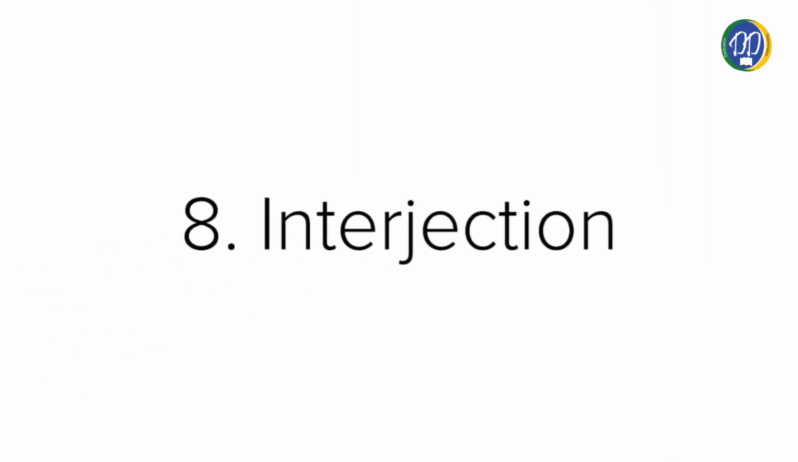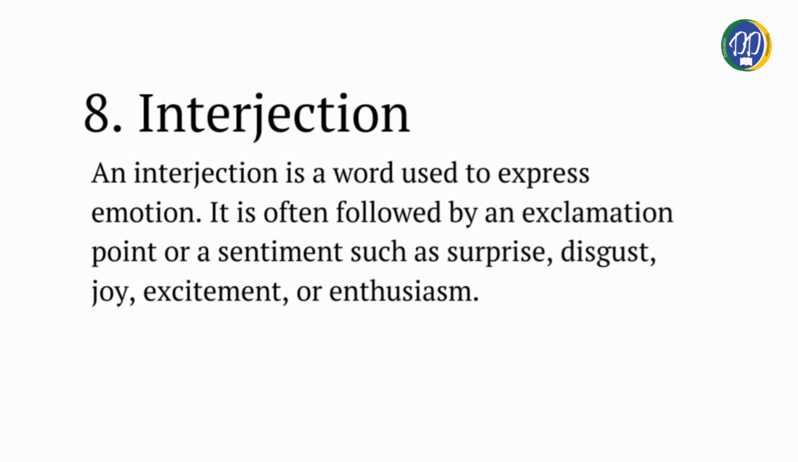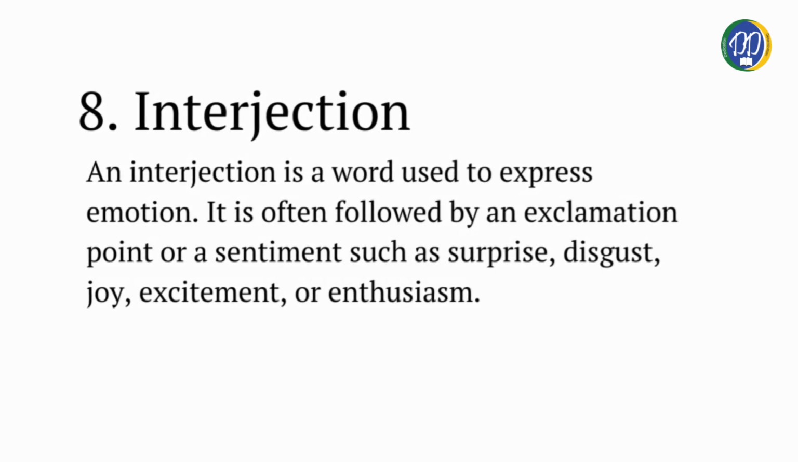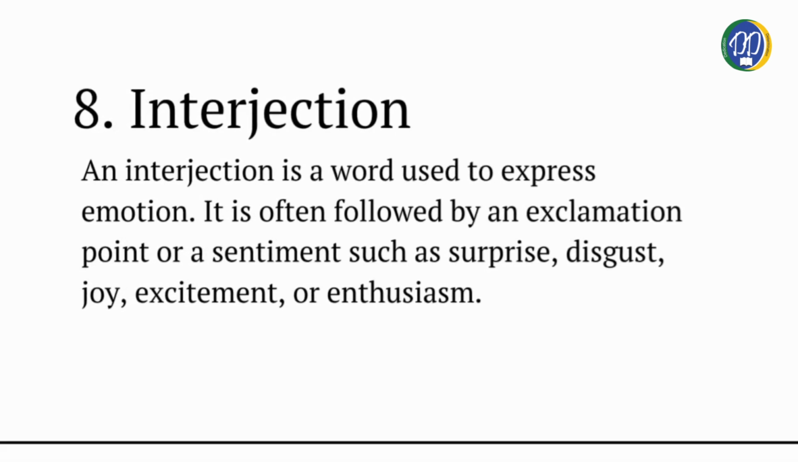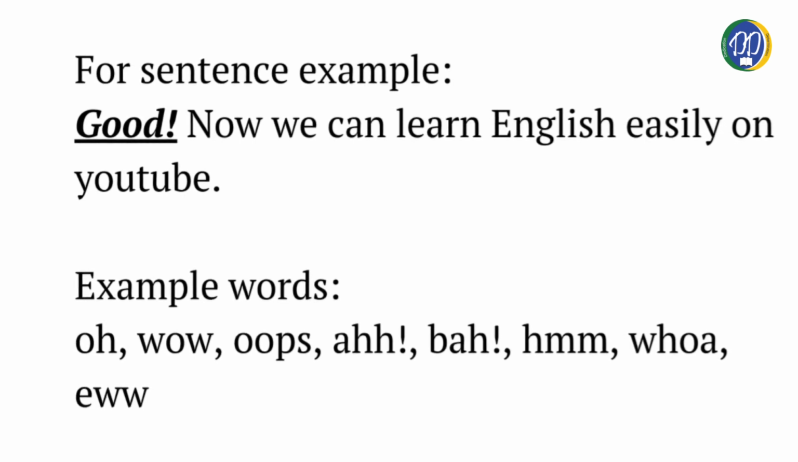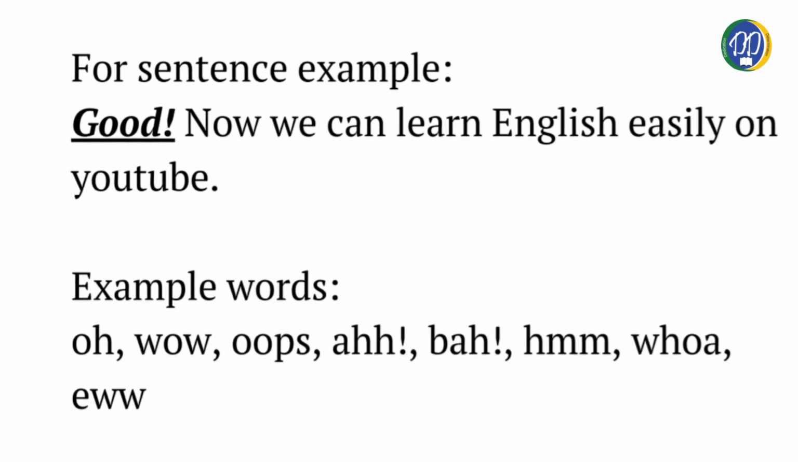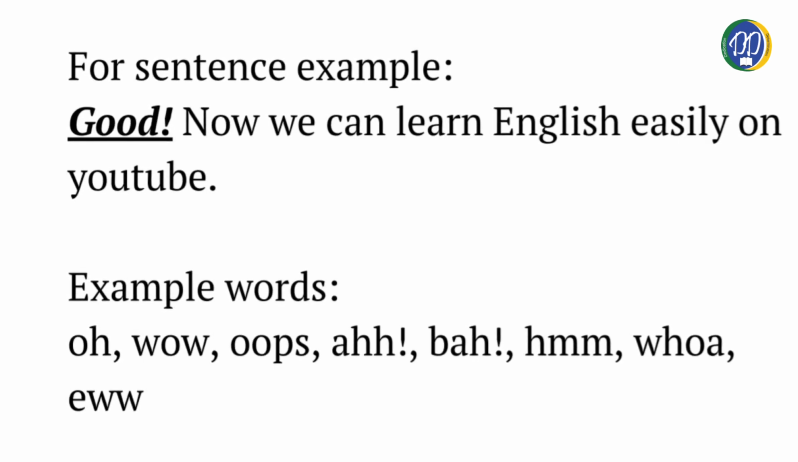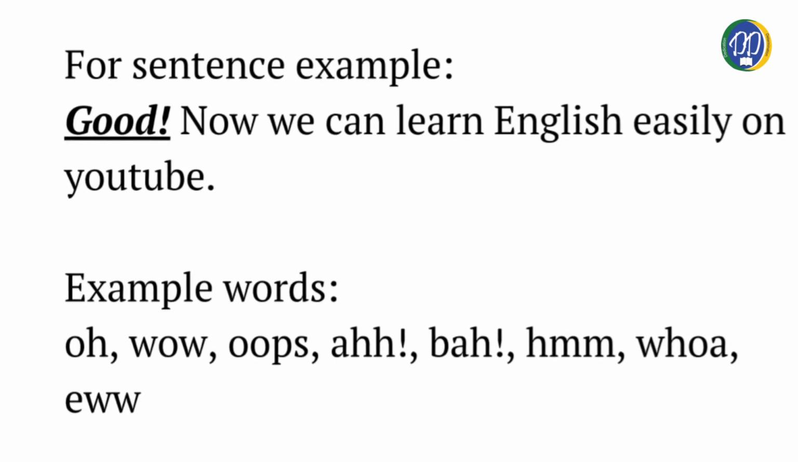And the last one is interjection. An interjection is a word used to express emotion. It is often followed by an exclamation point or a sentiment such as surprise, disgust, joy, excitement, or enthusiasm. For sentence example, good! Now we can learn English easily on YouTube. Here, the word good is an interjection because it's a surprising word like good. Example words of interjection are oh, wow, oops, and like that.